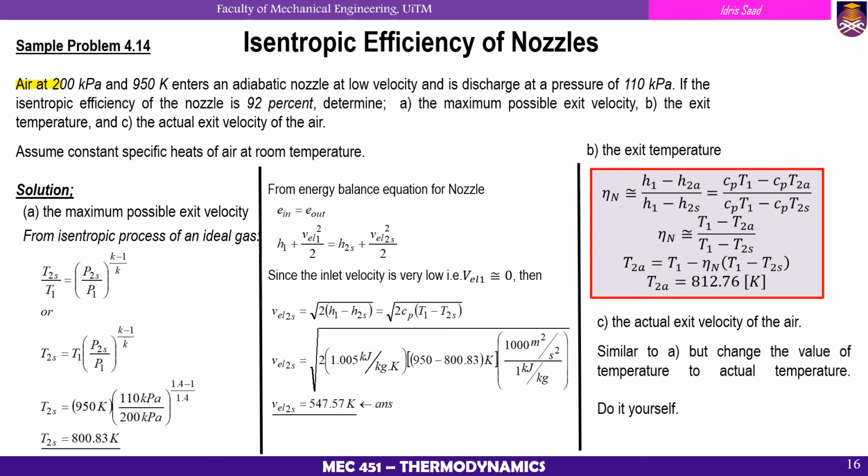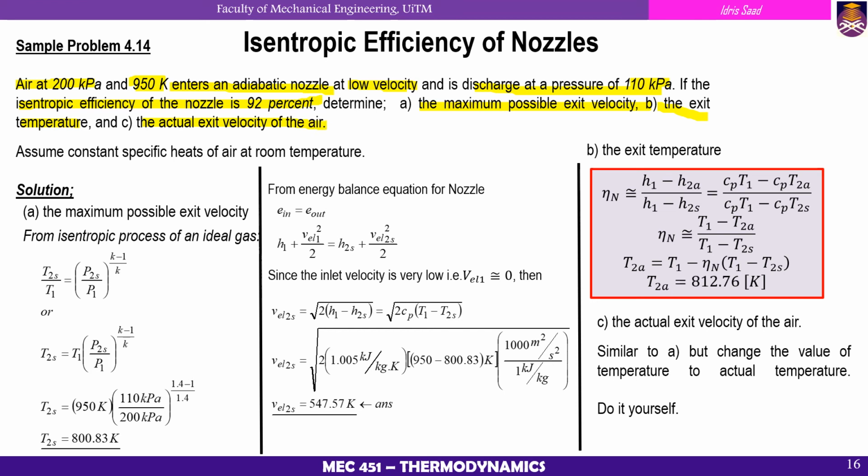Initially, it has 200 kilopascal and 950 Kelvin, and enters an adiabatic nozzle at low velocity. It is discharged at a pressure of 110 kilopascal. If the isentropic efficiency of the nozzle is 92%, determine A, the maximum possible exit velocity, B, the exit temperature, and C, the actual exit velocity of the air.